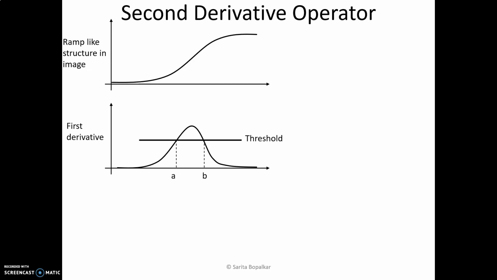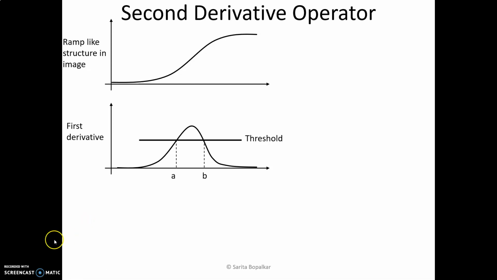We already know the first derivative approach for this ramp-like structure. We are taking the magnitude of gradient at each pixel to get the first derivative. So this is the magnitude of the gradient, and we are deciding the threshold. The pixels whose magnitude of gradient is above the threshold we are considering as an edge pixel. So all the pixels within this A to B range are considered as edge pixels. That's why the edge detected by first derivative may be a thick edge.